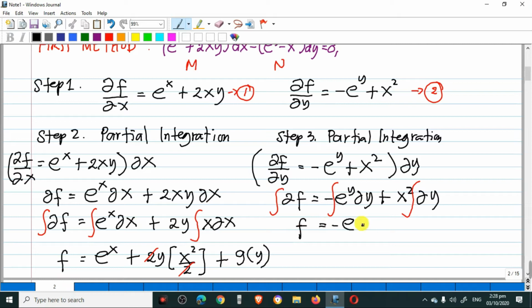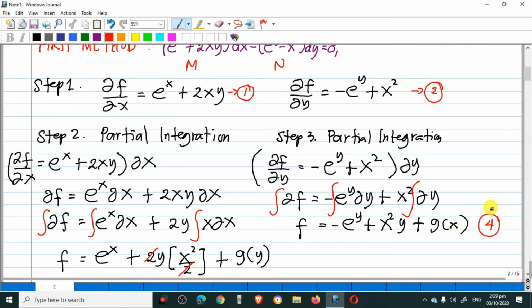So, this is simply equal to e raised to y. Then plus x squared is a constant, so just copy the constant. Then find the integral of the derivative of y, which is simply y. And plus the constant here is x, so plus g(x). So we have already our equation number 4.